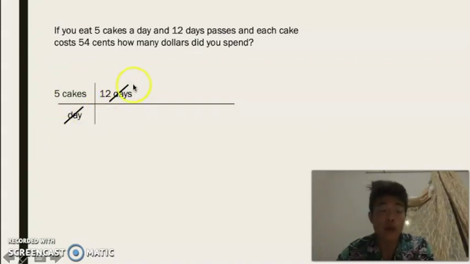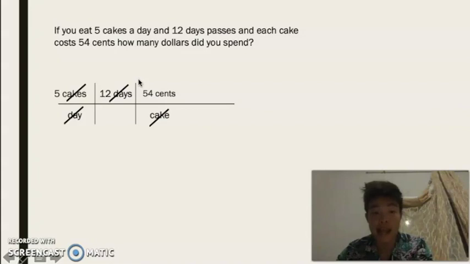Okay, we also know that each cake costs 54 cents. So what's going to happen is we have 60 cakes and each cake costs 54 cents. This means that the cakes units are going to cancel out. So we now are left with 60 cakes, each one costing 54 cents. But remember, we do not want cents as our unit. We want dollars as our unit.